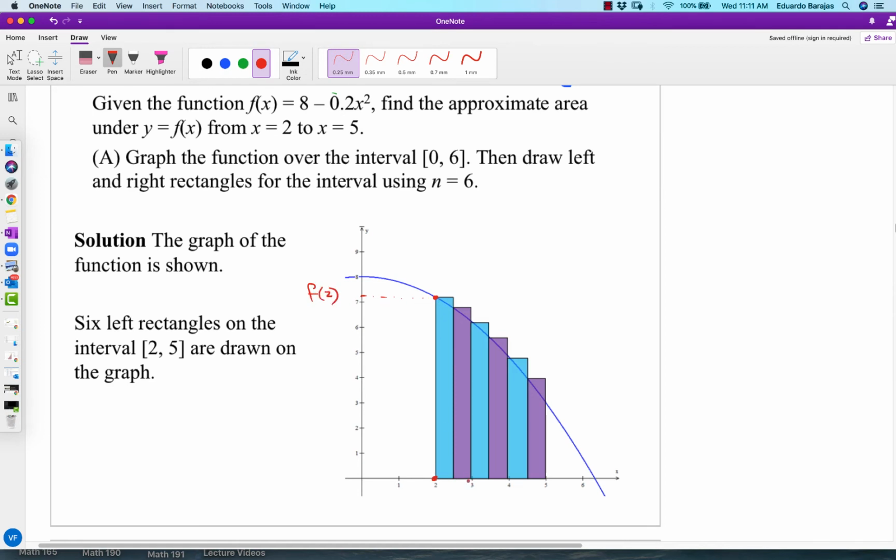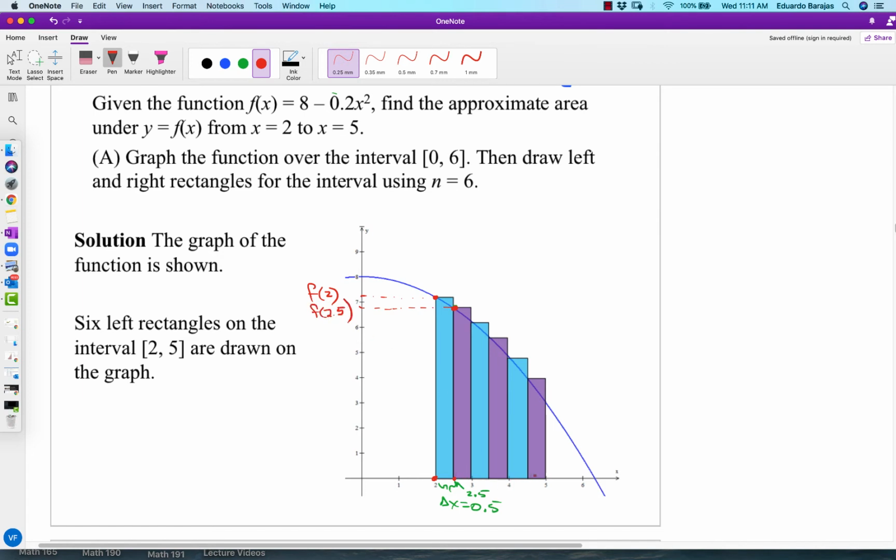The next rectangle, the second purple one here, the leftmost point is that one. We've established from a second ago that all of these widths are a delta x, which is equal to 0.5. So that's how we know that that point right there is the point 2.5. And that is what we use to establish that height right there, which traces back down here to some value f of 2.5.